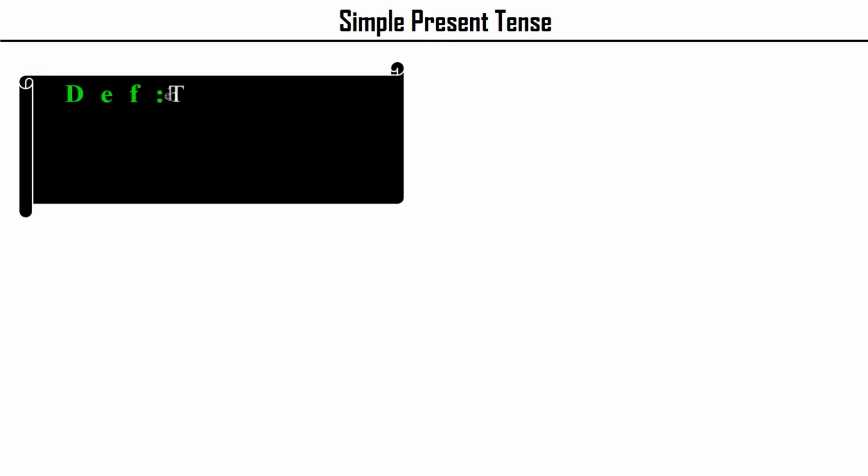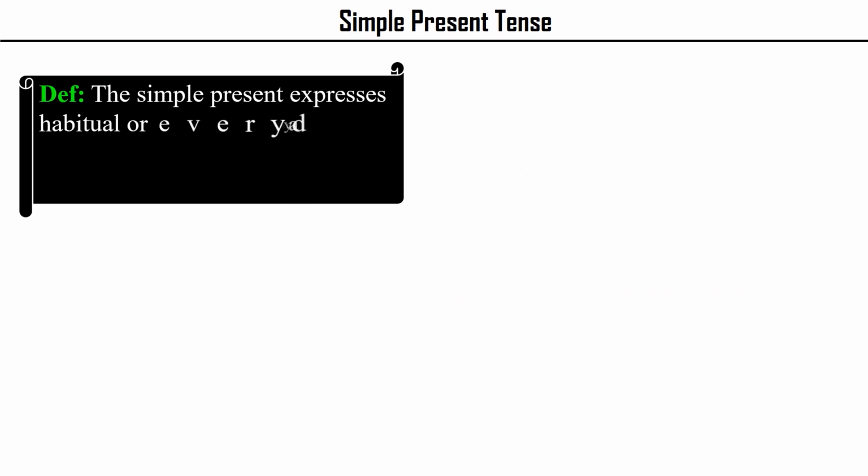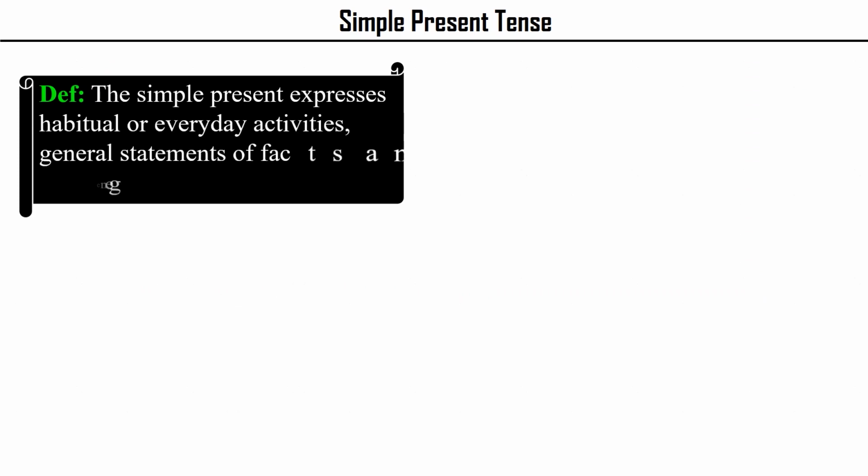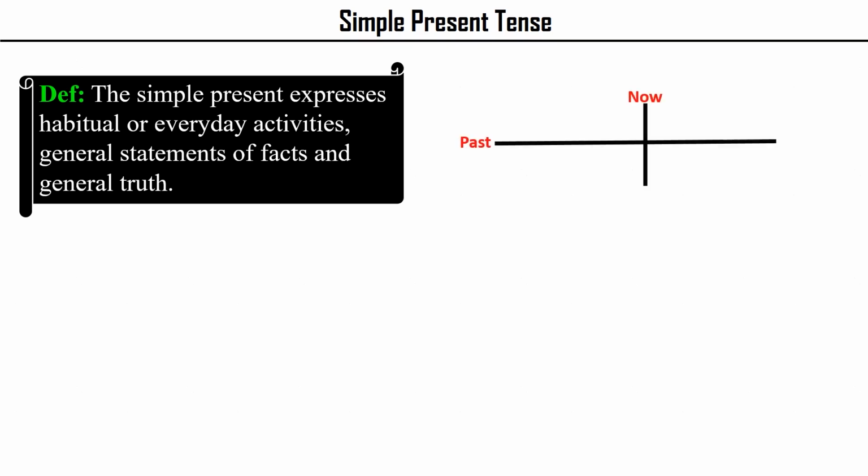What is the simple present tense? The simple present expresses habitual or everyday activities, general statements of facts, and general truths. In general, the simple present tense is always true. The simple present tense says that something was true in the past, is true in the present, and will be true in the future. The simple present exists always.